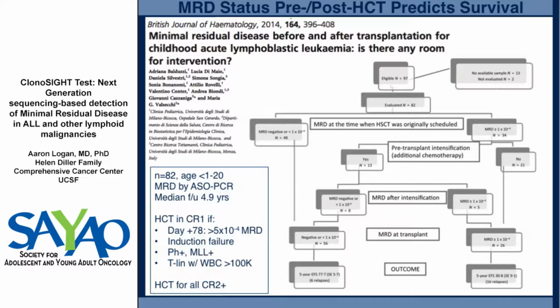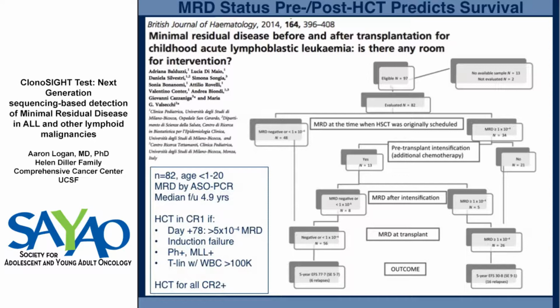What they did is if patients had less than 10 to the minus 4 disease at day 78, they proceeded to transplant as soon as their donor was available. If they had greater than 10 to the minus 4 disease, they underwent dose intensification. And I should mention this is all BFM-based therapy. If they achieved less than 10 to the minus 4 disease after dose intensification, they had a similar outcome with 77% 5-year survival.